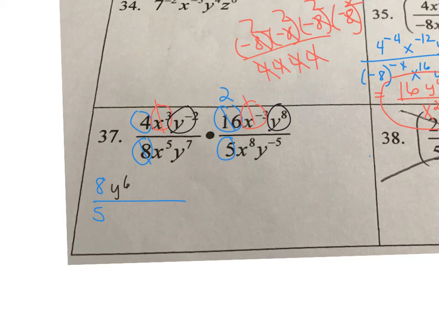Okay, on the bottom, I'm going to look at x to the 5th and x to the 8th, that's x to the 13th. And then last but not least here, I've got y to the 7th and y to the -5th. That gives me y squared. So I have to simplify. I've got one more thing to simplify. So 8 over 5. My top y wins by 4. And my x to the 13th is on the bottom. Done.